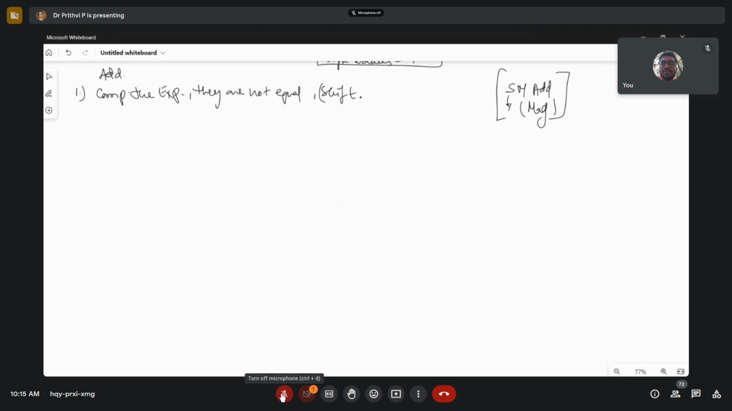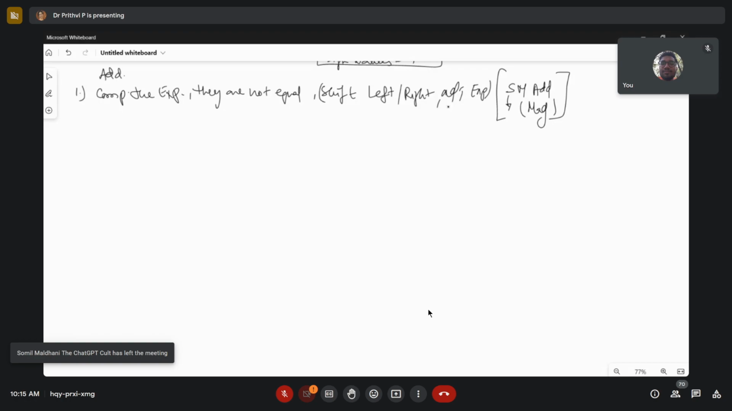Okay, I'll wind up. I'll stop and continue in the next hour. So shift left or right and adjust the exponent accordingly. I'll continue this in the next hour.